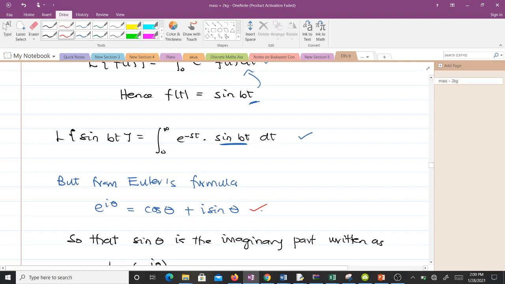You can see that sine theta is the imaginary part of this, because there's a real part. I hope you remember your complex numbers, right? And there's the imaginary part.